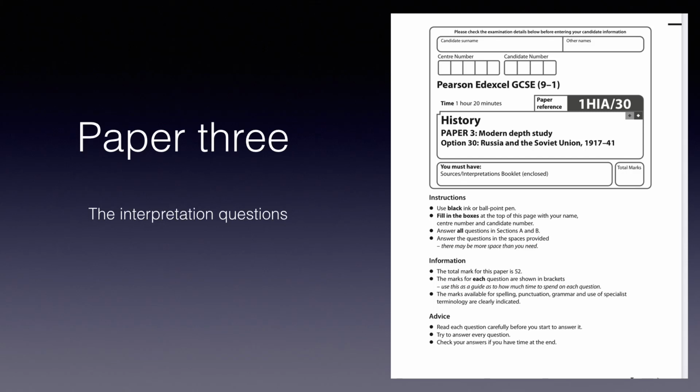If you know you struggle for time, then the interpretation section might be the section that you start with. But before you do that, you really must look at the sources, because you need to use that in 3B. And you need to be able to refer back to those sources. And they also might give you some handy hints.